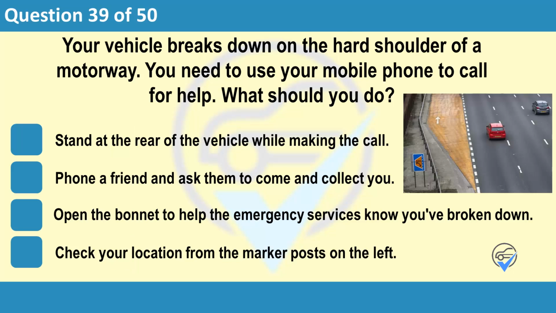Your vehicle breaks down on the hard shoulder of a motorway. You need to use your mobile phone to call for help. What should you do? Stand at the rear of the vehicle while making the call. Phone a friend and ask them to come and collect you. Open the bonnet to help the emergency services know you've broken down. Check your location from the marker posts on the left.